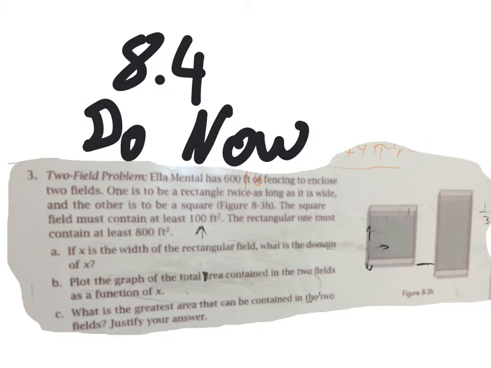Alrighty, so we're at 8.4. Here's your little do now. I'm gonna go ahead and go over it real quick before you guys start working on it. This is called the two-field problem.